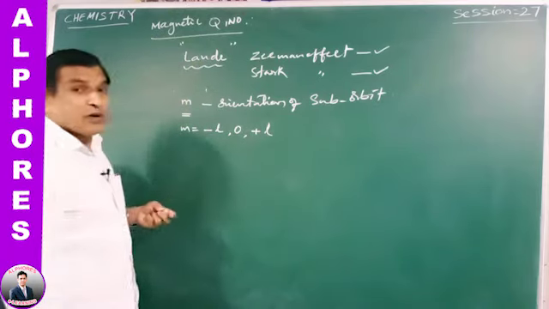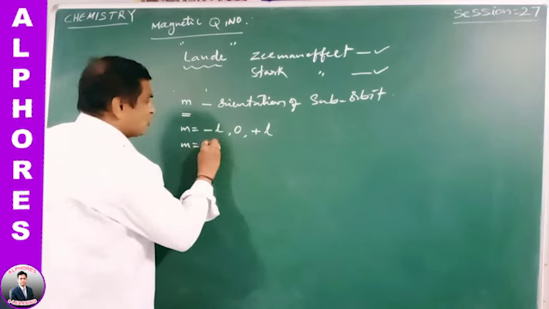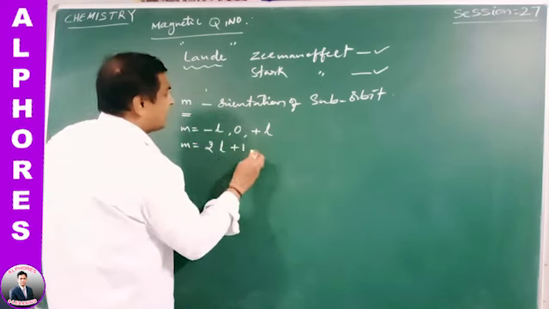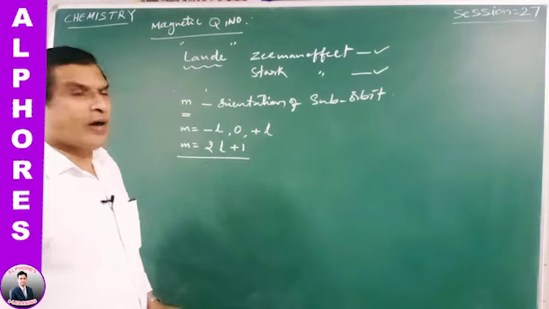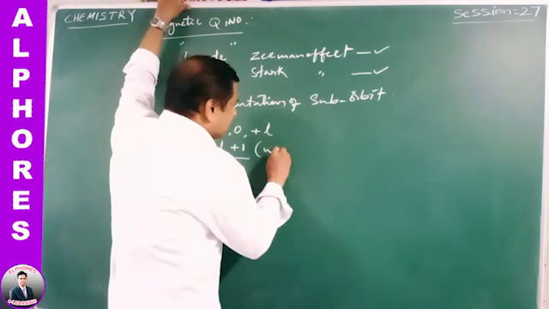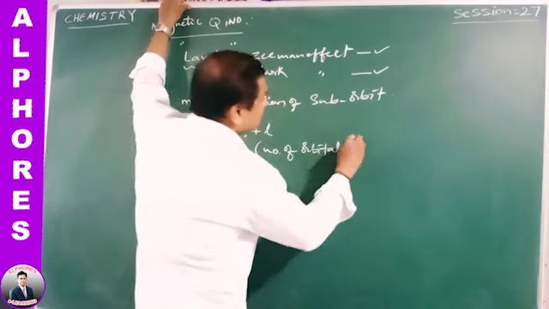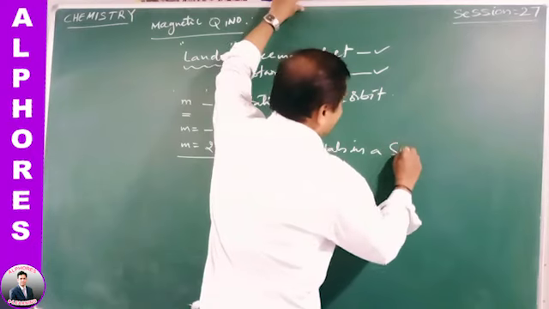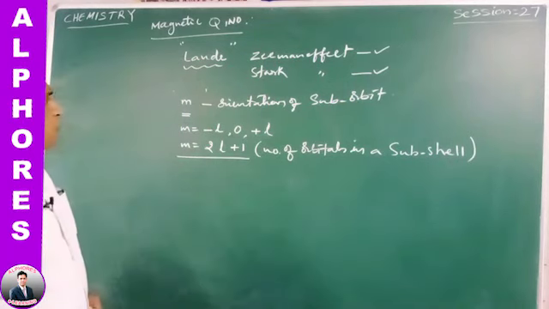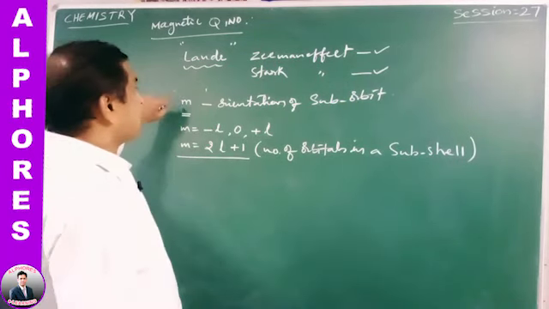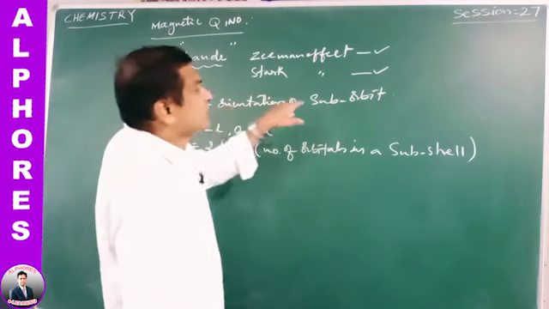The total number of orientations is equal to 2L plus 1 values. What does this 2L plus 1 indicate? It indicates the number of orbitals in a subshell. Once again, the magnetic quantum number is denoted by the symbol M, and it represents the orientation of a suborbit.